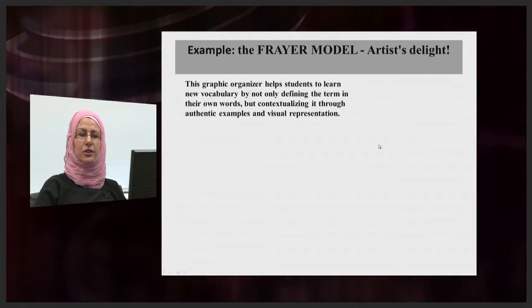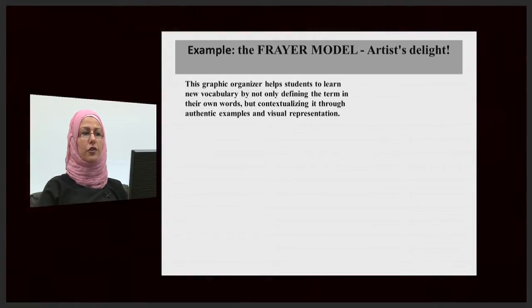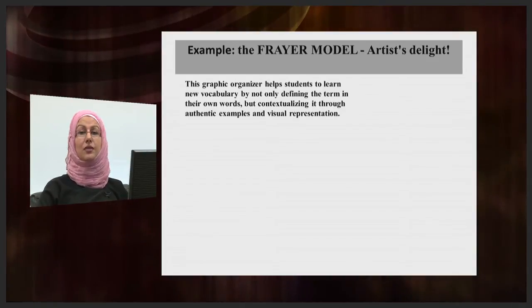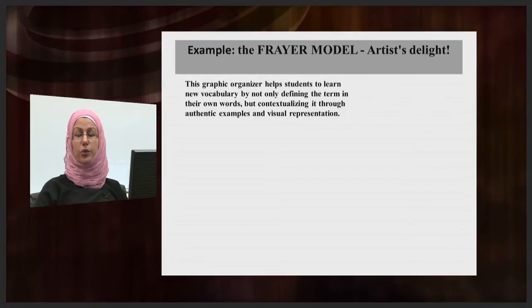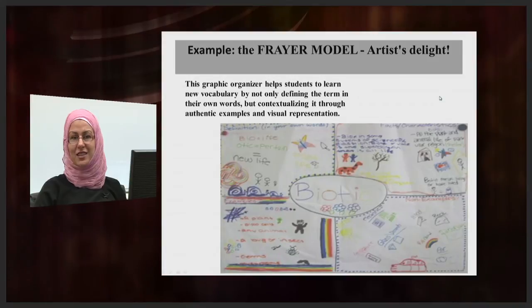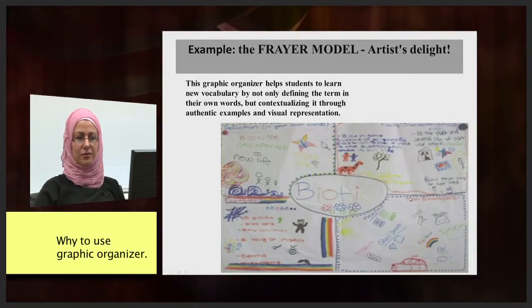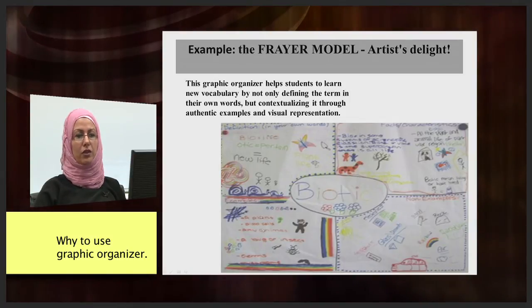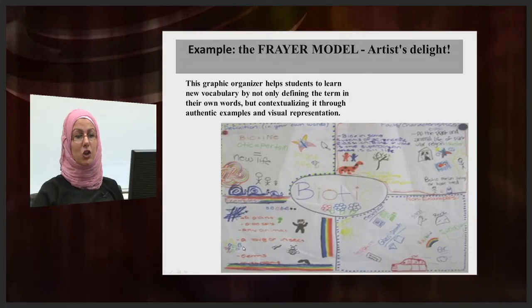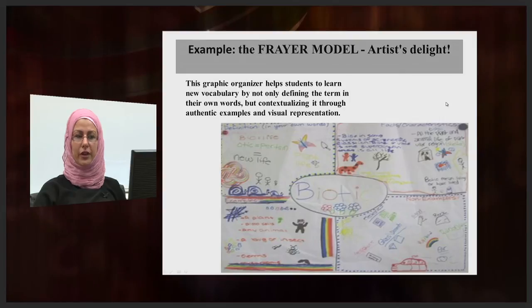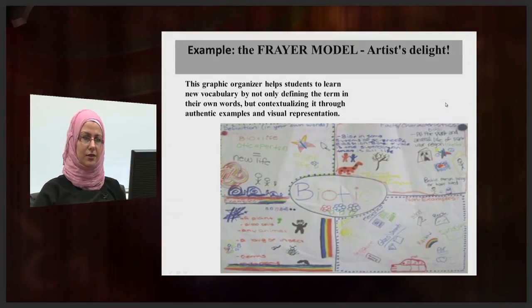This graphic organizer helps students to learn new vocabulary by not only defining the term in their own words, but contextualizing it through authentic examples and visual representations. And here is an artistic example of the Freya model. So as you can see, the word is in the middle, the center of the page. Here are the 4 boxes with different visual representations, so vividly colored to attract you, to keep your interest and your motivation ignited.